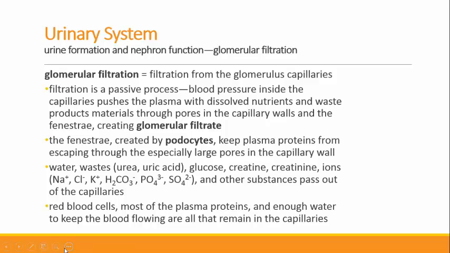And again, it's those fenestrae created by the podocytes that ensure that the plasma proteins remain in the blood. So what gets lost into the glomerular filtrate? Well, water for sure. Waste materials like urea and uric acid, glucose, creatine and creatinine. What are those? Hopefully you remember back to muscles.